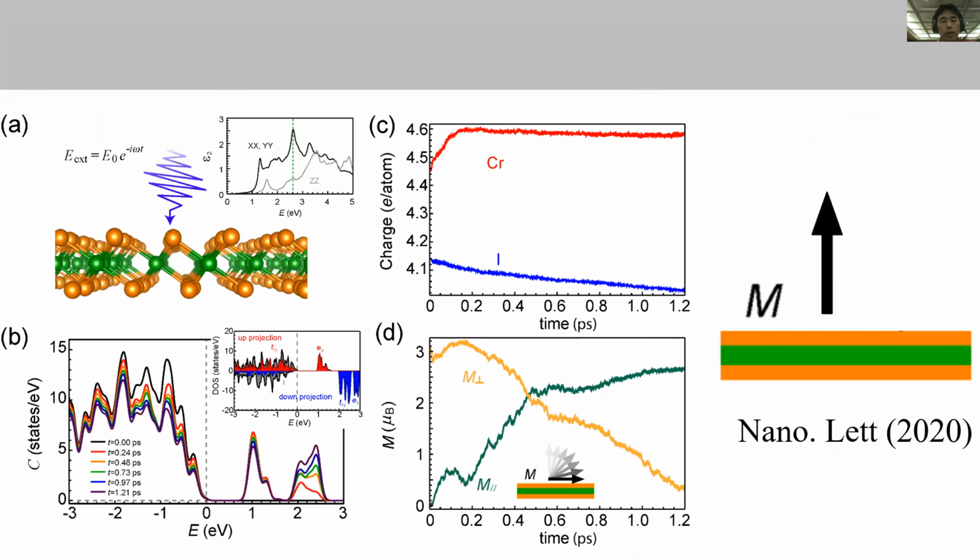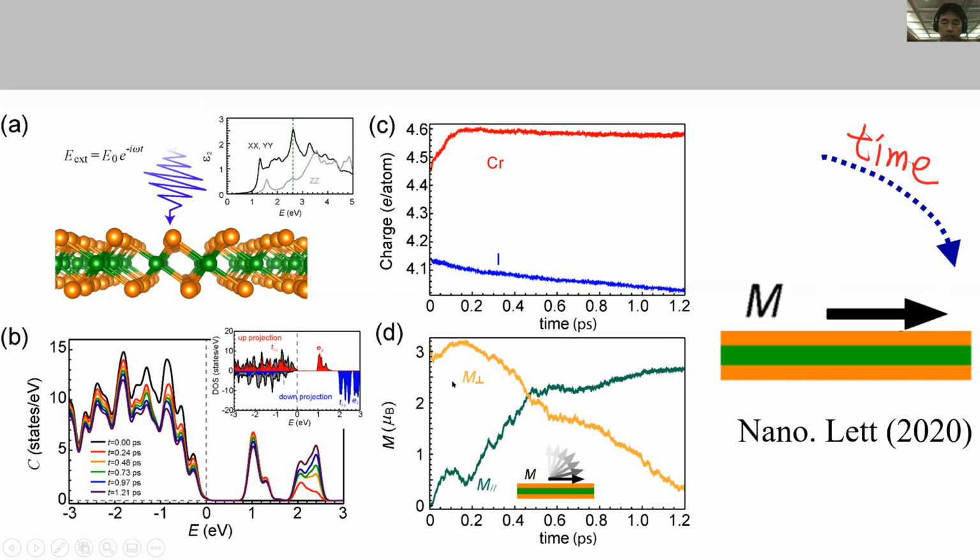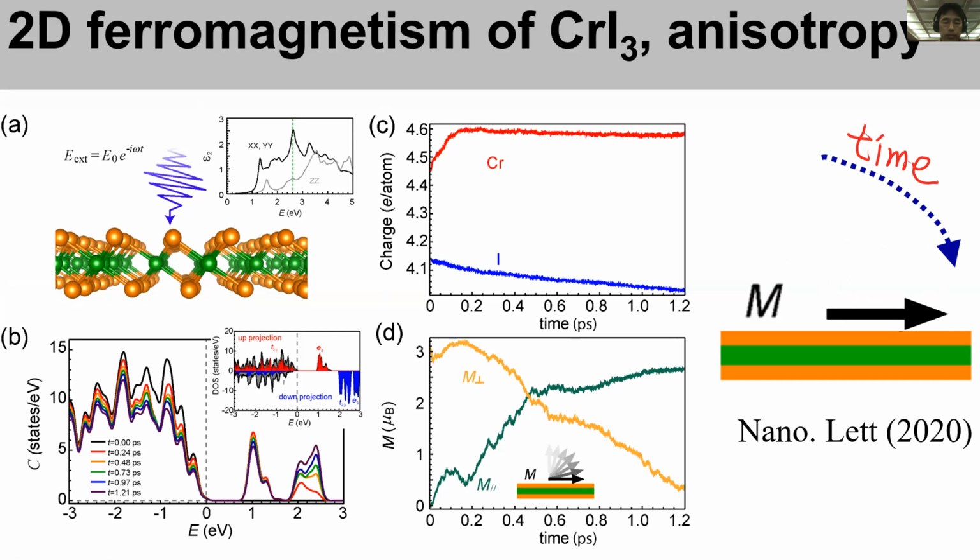For example, this is a well-known two-dimensional ferromagnet, chromium I3, and by applying a light pulse of frequency 2.5 electron volt, in the TD-DFT calculation we can obtain the change of the spin anisotropy direction in 1 picosecond. So this is one example of what we can do by this computation.